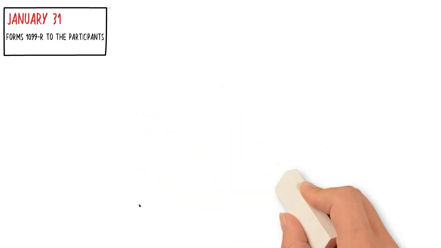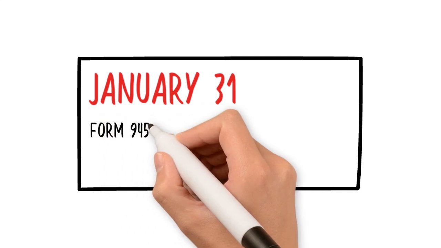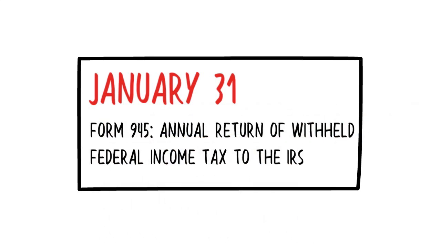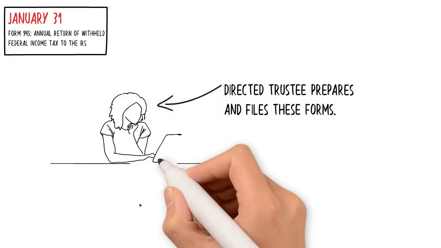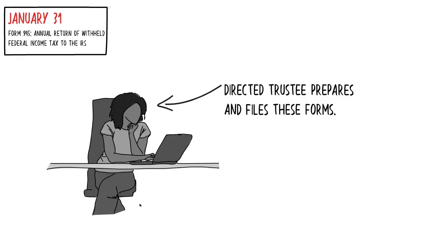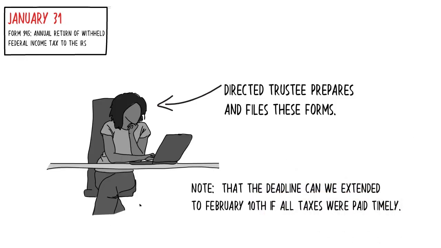enclosure. January 31st, Form 945, Annual Return of Withheld Federal Income Tax, to the IRS. The custodian-directed trustee of the plan generally prepares this form and files it with the IRS on the plan's behalf. Note that the deadline can be extended to February 10th if all taxes were paid timely.